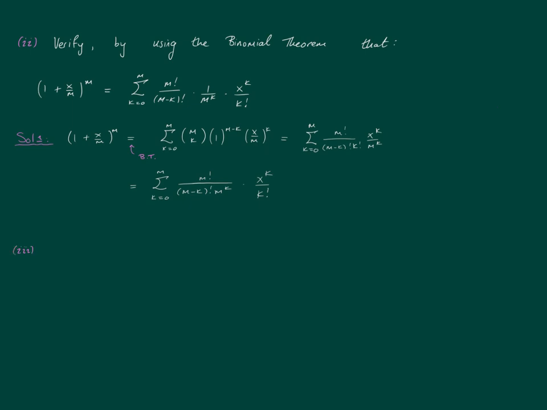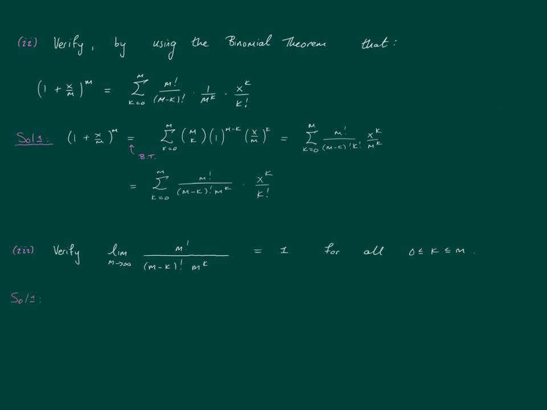Okay, now on to part 3. The parts 2 and 3 that I have here are equivalent to what is in the notes. They're just written in slightly different forms. So verify that the limit as m goes to infinity of this object, m factorial over (m minus k) factorial m to the power of k, equals 1 for all 0 less than or equal to k less than or equal to m.